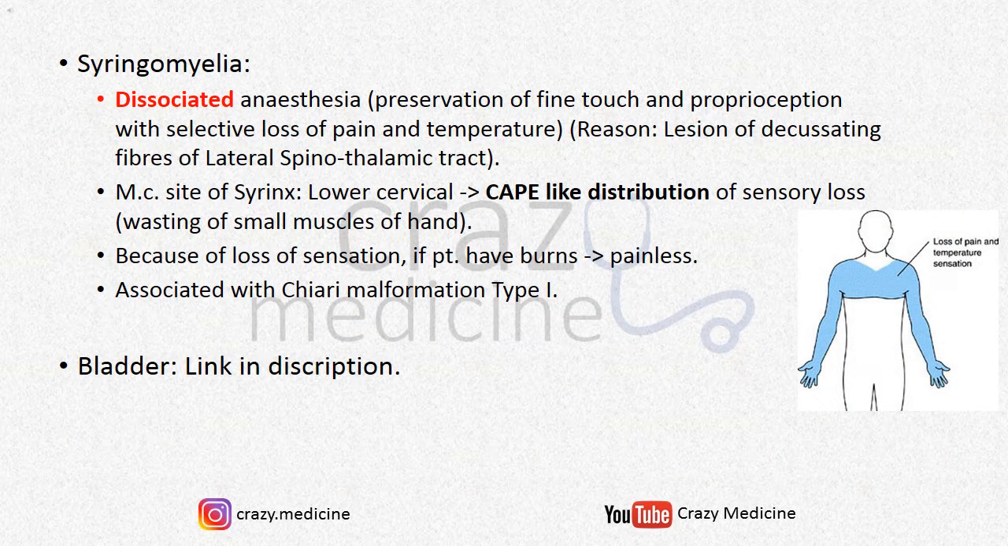Next is Syringomyelia. It causes dissociated anesthesia. It is due to lesion of decussating fibers of lateral spinothalamic tract. And the most common site of syrinx is lower cervical region. So it causes cape-like distribution of sensory loss, along with wasting of small muscles of hand. Because of loss of sensation, if the patient has burns or any injury, the patient won't feel any pain. And Syringomyelia is associated with Chiari malformation type 1.